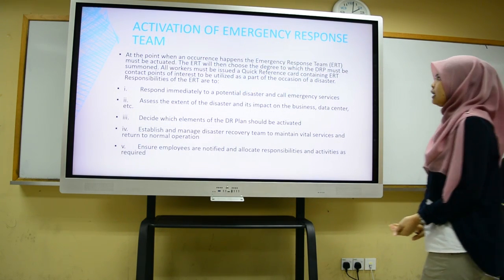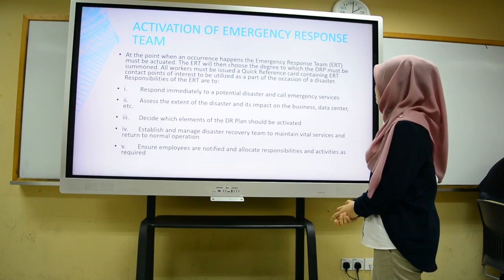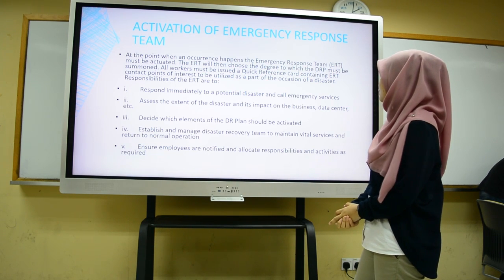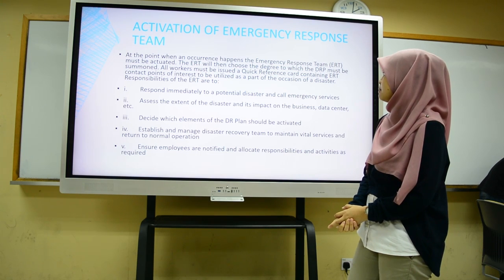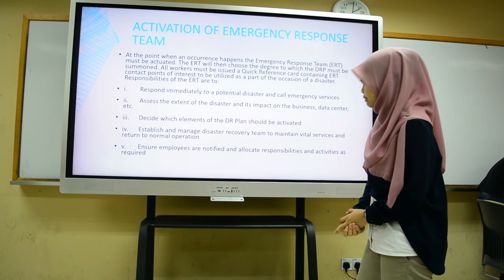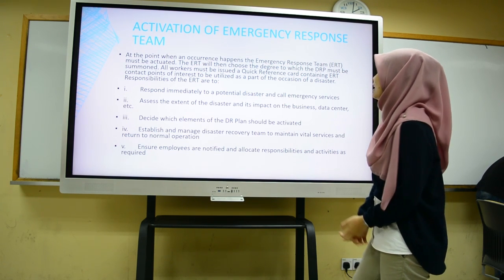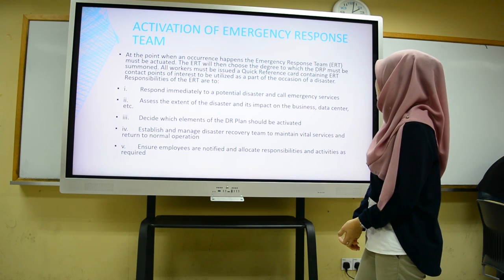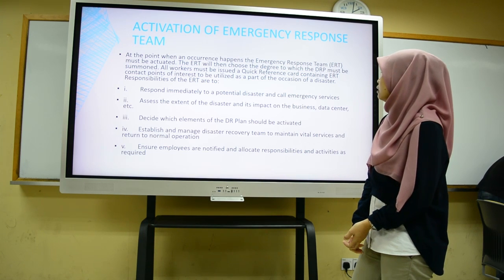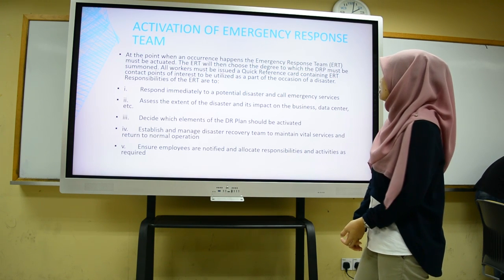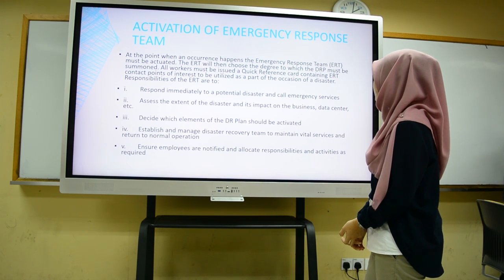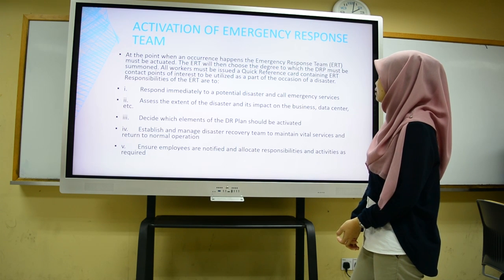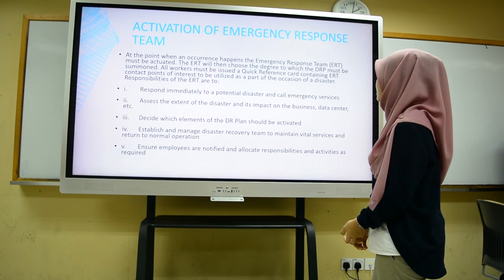Okay, next the activation of the emergency response team. At the point when an occurrence happens, the emergency response team, ERT, must be activated. The ERT will choose the degree to which the ERP must be summoned. All workers must be issued a quick reference card containing ERP contact points of interest to be utilized as part of a disaster situation.